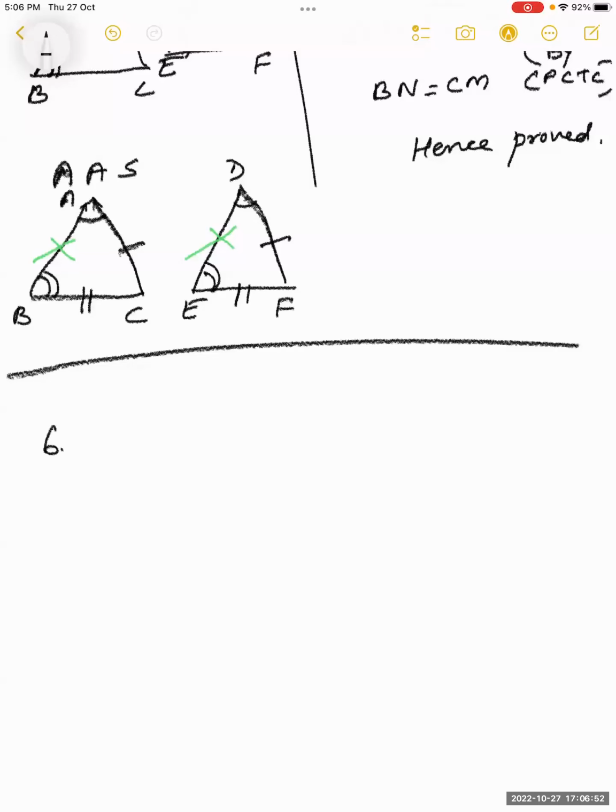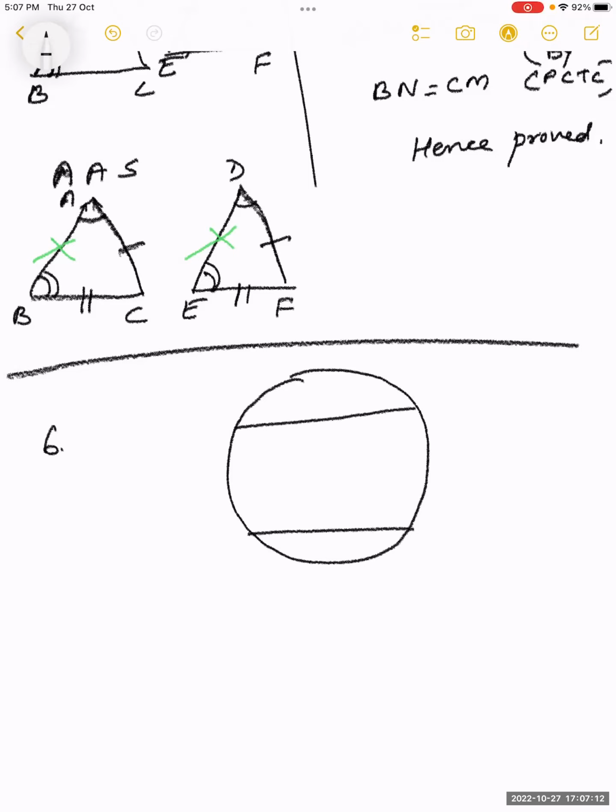Question 6. The line segment joining the midpoints of two parallel chords of a circle passes through the center. Prove it. So we have a circle. Now we have two chords, and the specialty of the two chords is that they are parallel. So let us draw two chords. They are parallel. This is the center of origin of the circle.